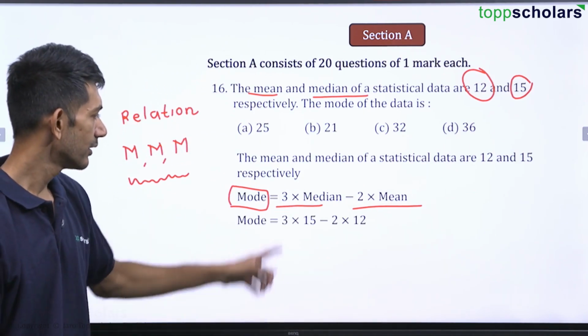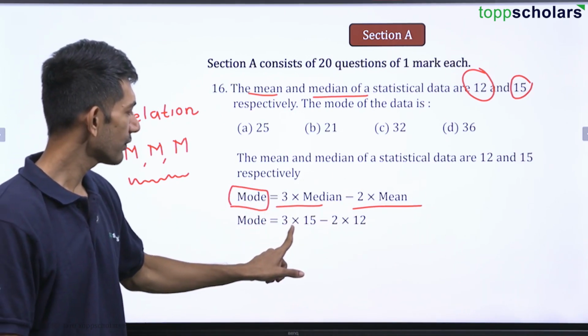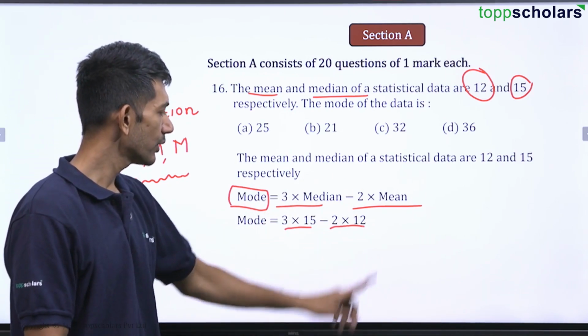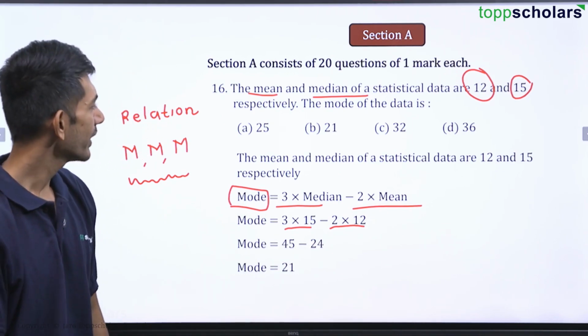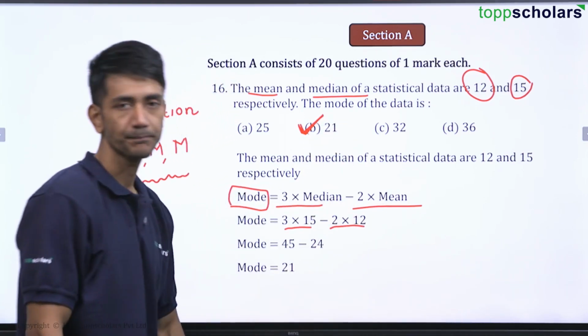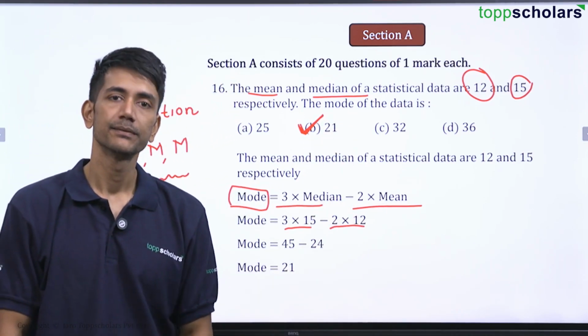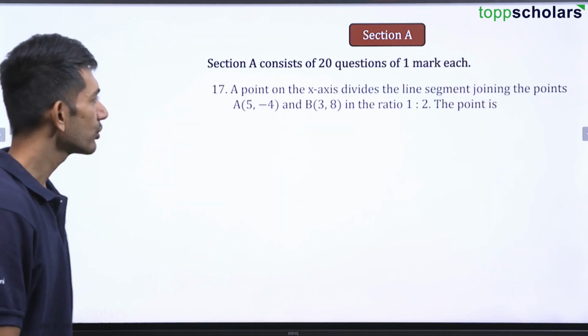Let us do it. So 3 multiplied by 15 minus 2 multiplied by 12. 3 into 15, 45. 2 into 12, 24. 45 minus 24, 21. 21 is the final answer. Easy. I hope this is clear to all of you. Let's move on to the 17th question.